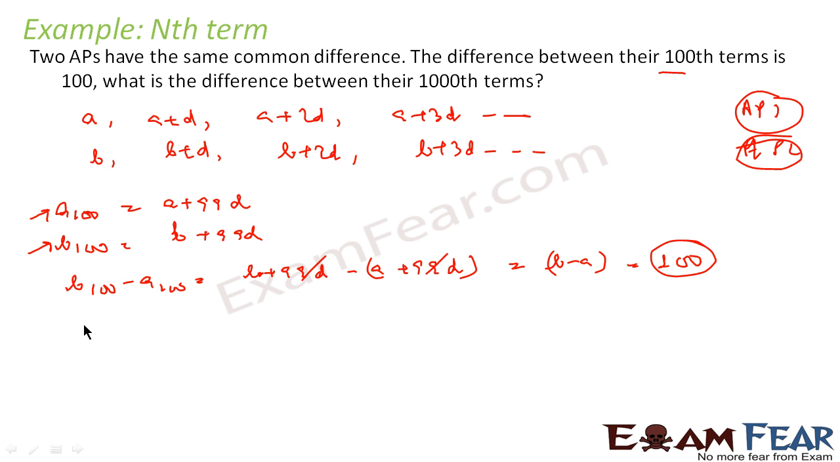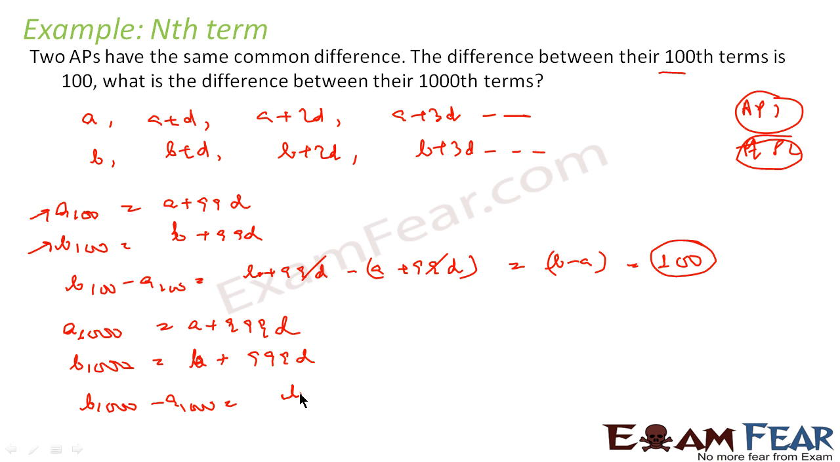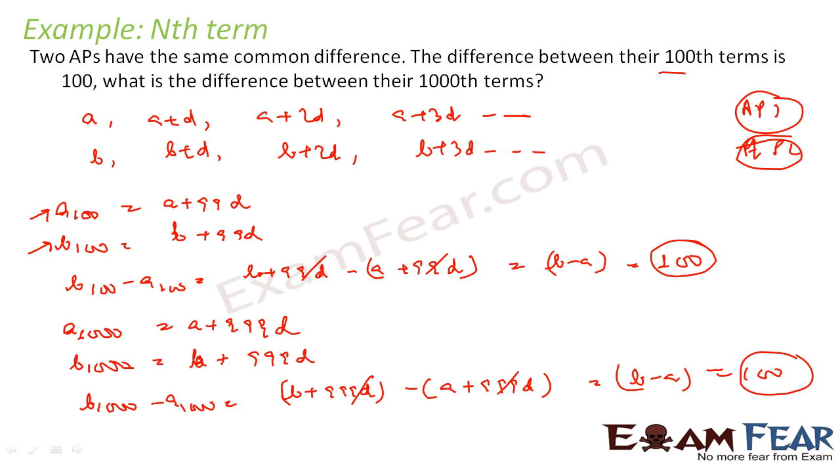Now let's find the 1000th term. A1000 is A plus 999D, and B1000, that is the 1000th term of the second series, is B plus 999D. We find the difference, that is B1000 minus A1000. What do you get? B plus 999D minus A plus 999D. Correct? The 999D cancels. This becomes B minus A, and B minus A is 100. So we can say that the difference of their 1000th terms is also 100.